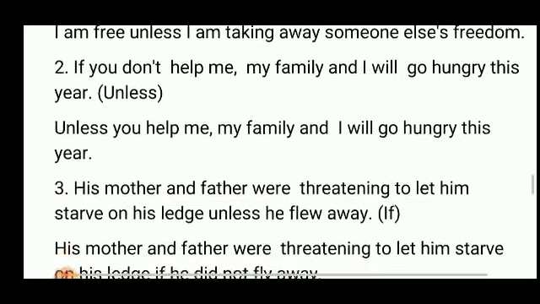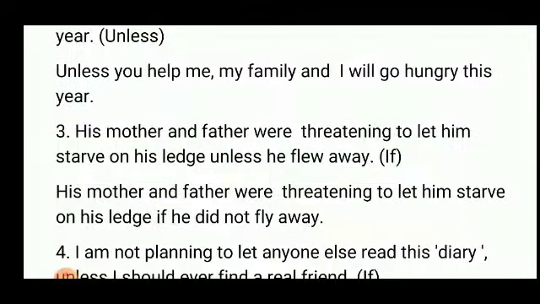Third example: his mother and father were threatening to let him stay on his ledge unless he flew away. Now in this sentence we need to use if. Can you see there is no negative word in the unless sentence, but unless itself suggests negative. So while turning this sentence into if, please remember: his mother and father were threatening to let him stay on his ledge if he did not fly away.